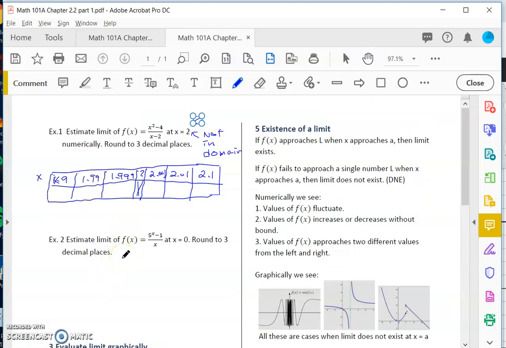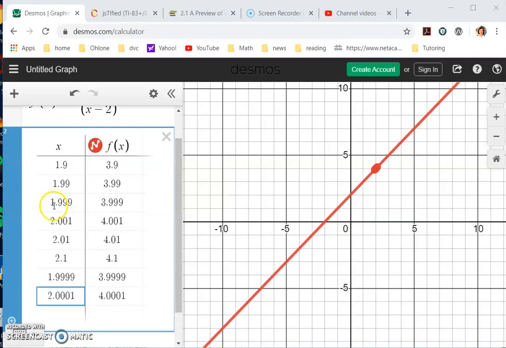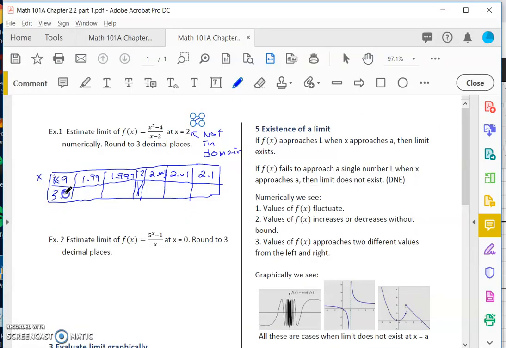Okay, so you can fill those in. The numbers are 3.9, 3.99, 3.999, 4.001, 4.01, 4.1. But for the real limit, in terms of rounding, they are not equal yet. So we need to do one more term, 1.9999 and 2.0001. So these agree, and the limit is equal to 4.